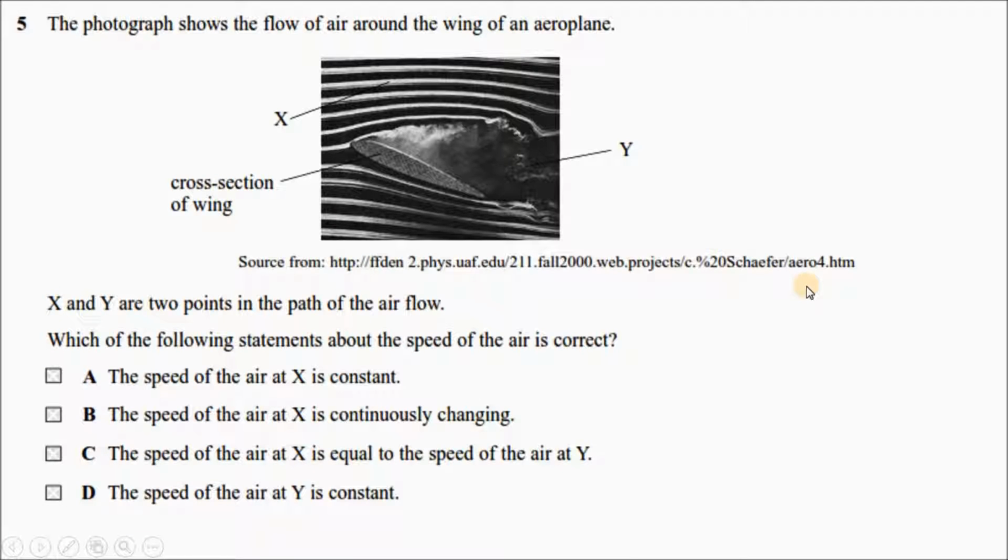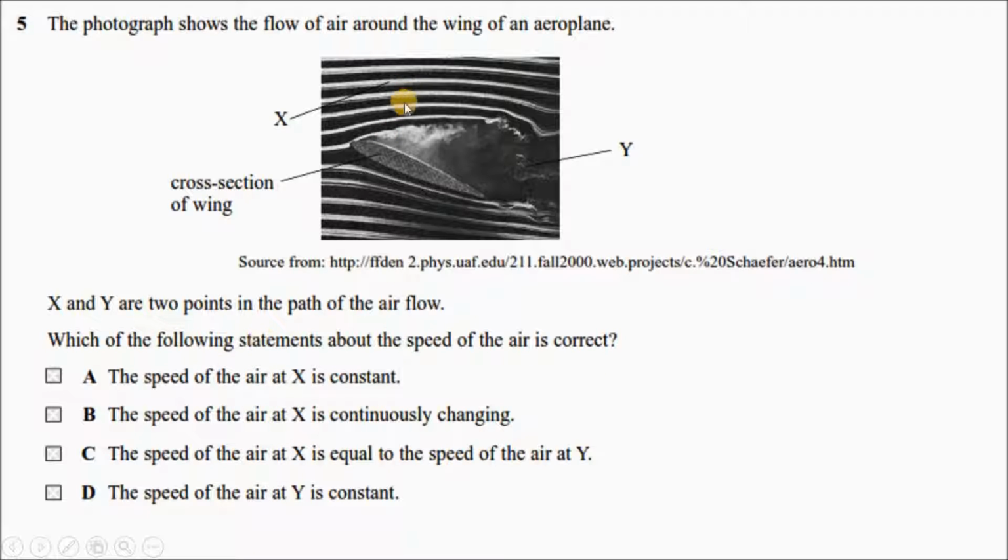The photograph shows the flow of air around the wing of an airplane. So this is an airplane. Two positions are given, X and Y. Remember, at X these lines are laminar flow and Y is turbulent flow. So X and Y are two points in the path of the airflow. Which of the following statements about the speed of the air is correct?